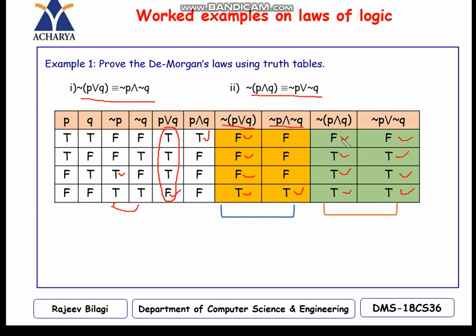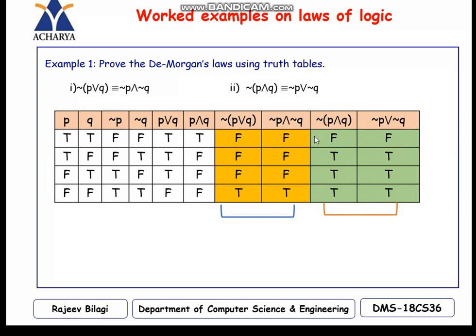Here also P and Q I have identified, and the negation of P and Q. If you look at the truth values, both are the same. Even if you find the biconditional of this and this entire compound proposition, you are going to get all values as T. So hence the first problem is proved using truth tables. We'll go ahead with the next problem.